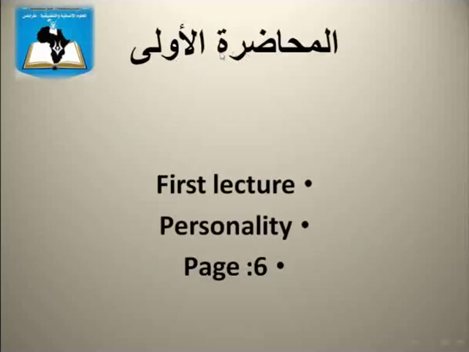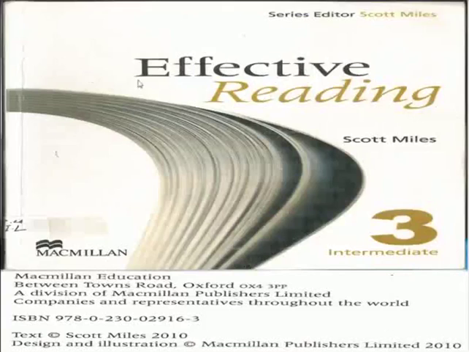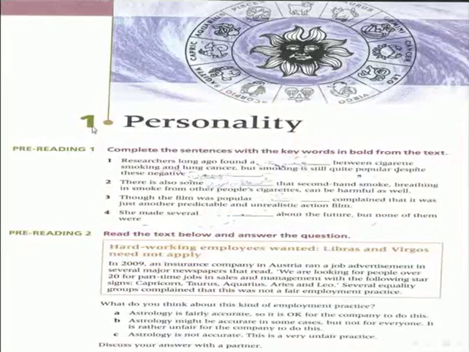We start now. First lecture. Title for this unit or chapter: Personality, page 6. So this is the cover page for the book, Effective Reading by Scott Miles, intermediate level 3 or level intermediate number 3. And the copy for this book in 2010. Unit 1, the title, Personality.